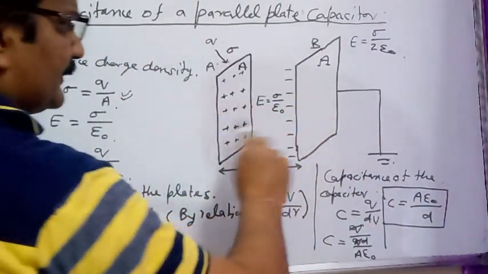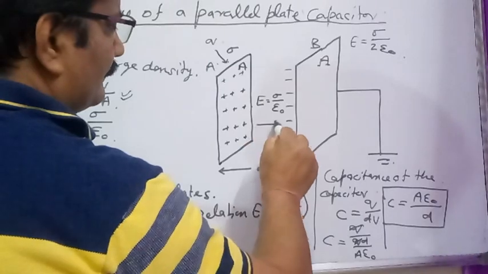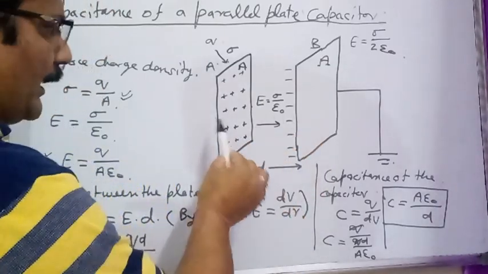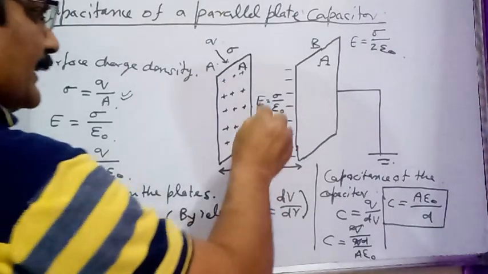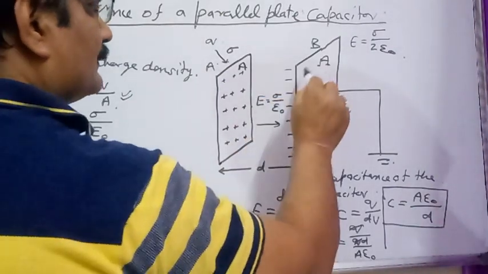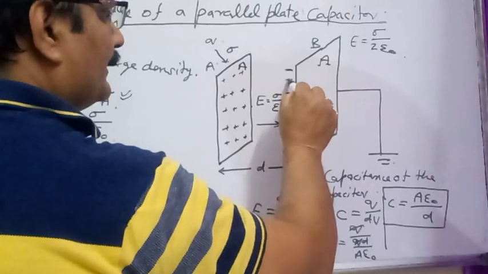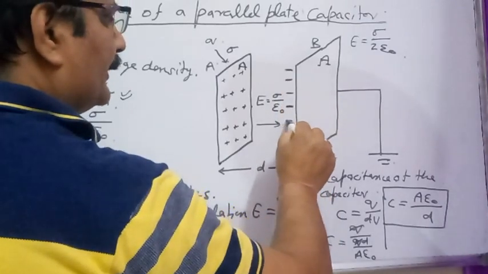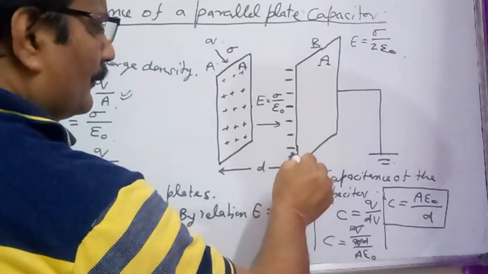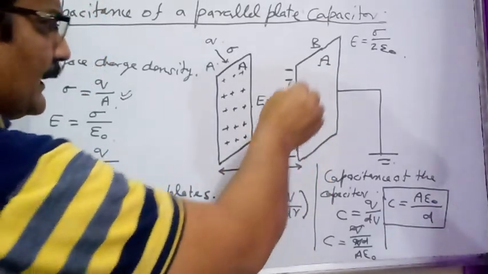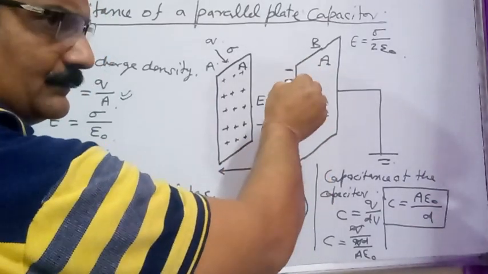And what is the direction of this electric field? In the direction left to right, away from the positively charged plate. What is the electric field in the same region due to the presence of negative charges on plate B? From where are these negative charges coming on plate B? These charges are induced charges.